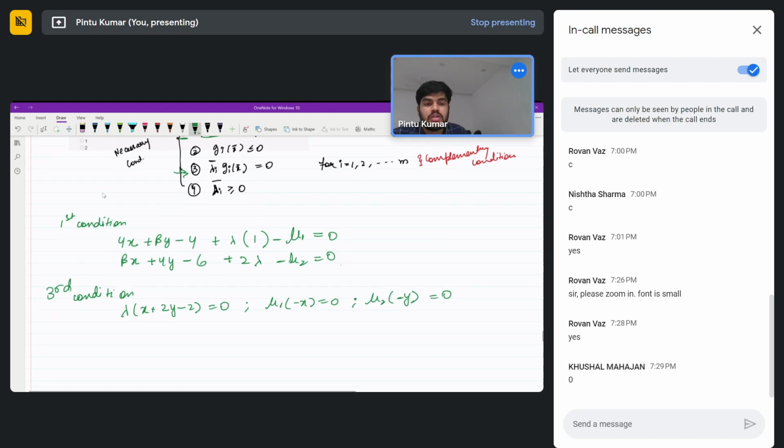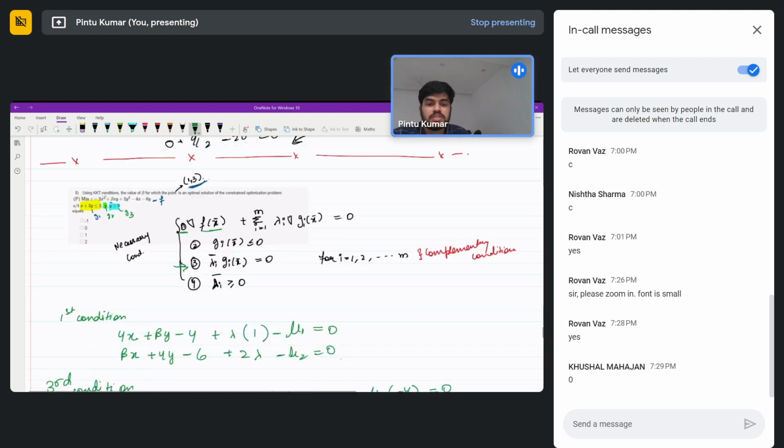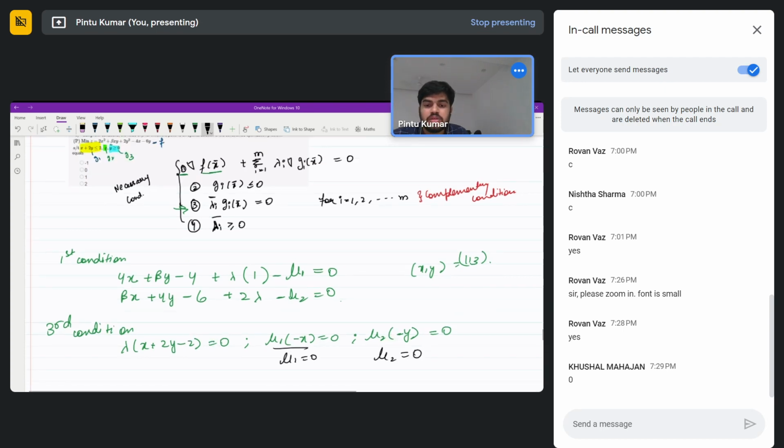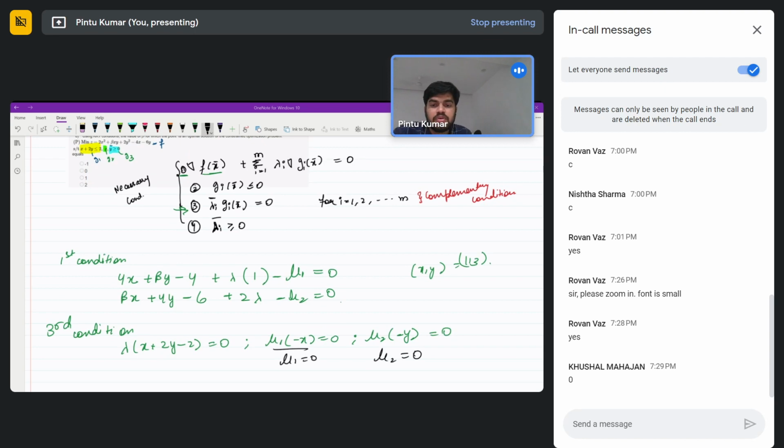Now the point that is given to us is (x, y) equal to (1, 3), right? So again, a very similar observation: that would mean that mu1 is equal to 0 because x is not equal to 0, and mu2 is equal to 0. And let's see what else we have.